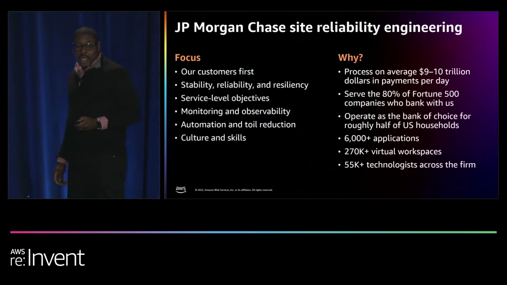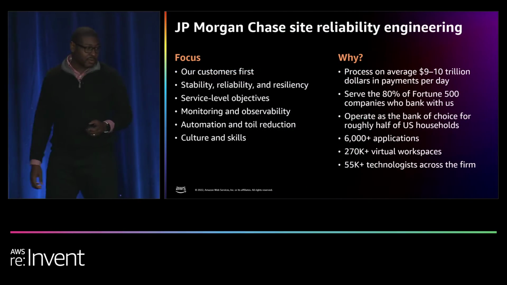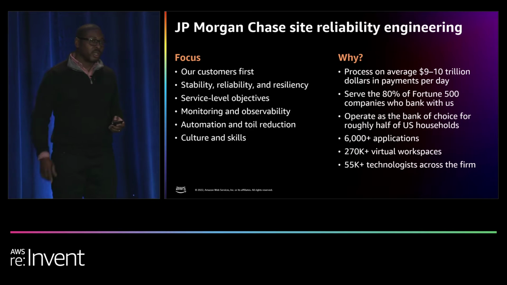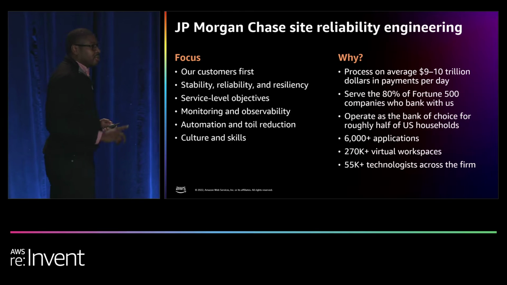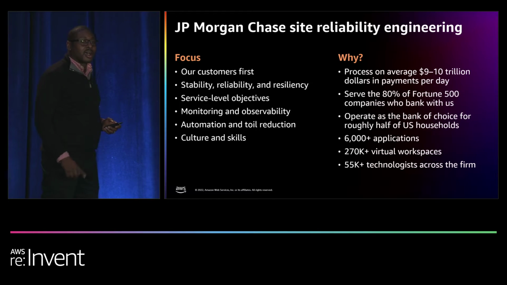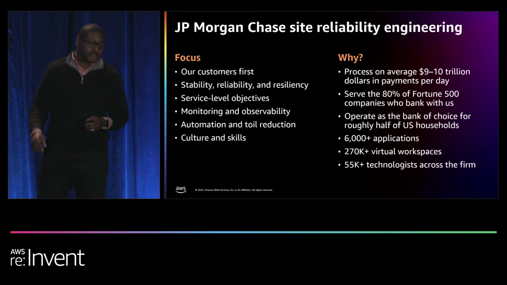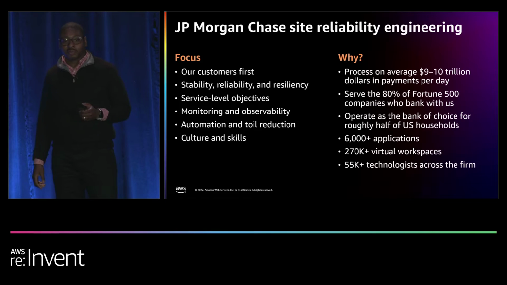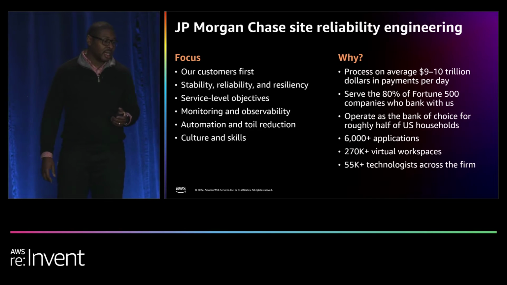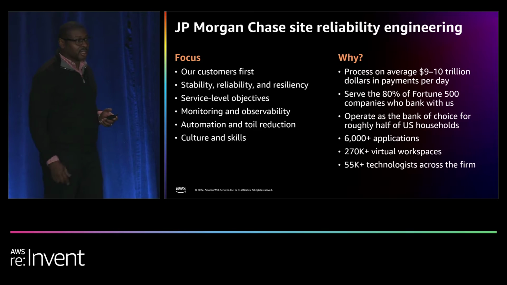Now, as a company, what do we raise our hand for? At JPMorgan Chase, we raise our hands for our customers. Our customers are our number one asset. Our customers are our number one priority. Our customers deserve and expect reliable and dependable systems every single day, and site reliability engineering is a big part of that.